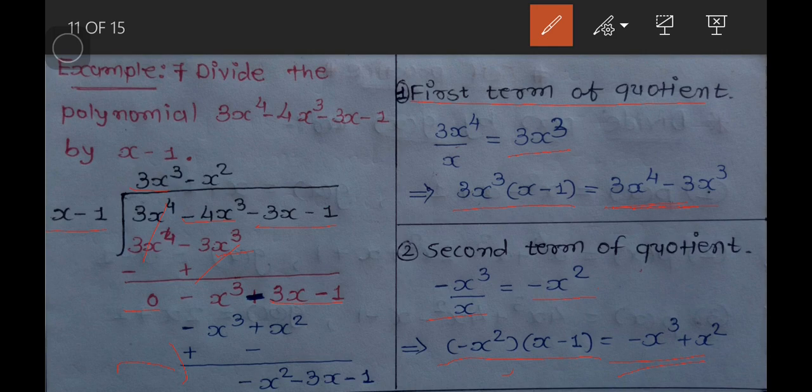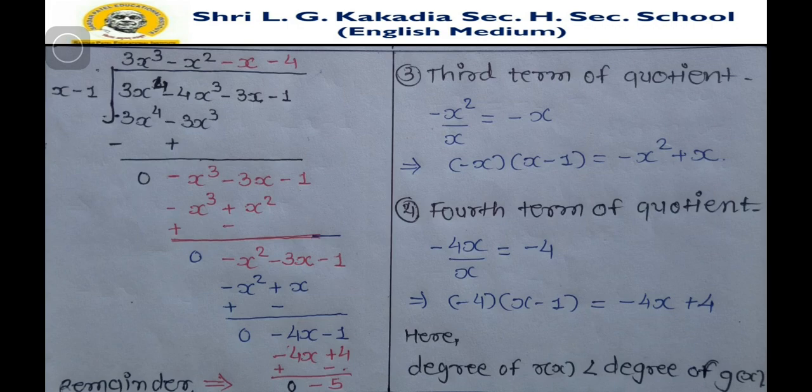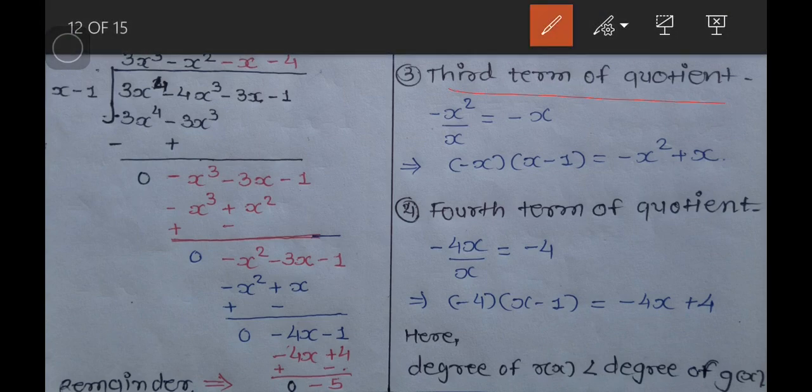Here you can see that in the dividend there is no term of x square, then we put it as it is, and we put it here. Now for our next process, again we find the third term of the quotient. We continue this process until we get the degree of the remainder less than the degree of the divisor.